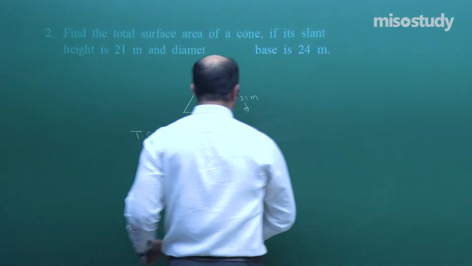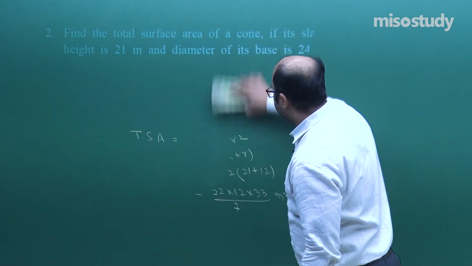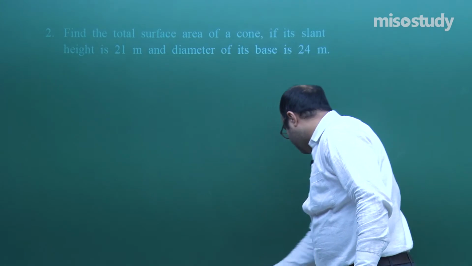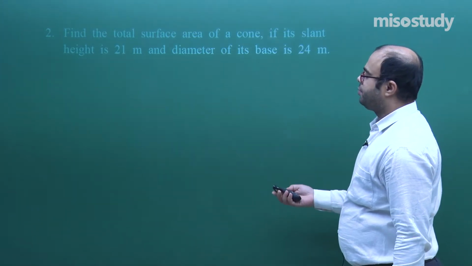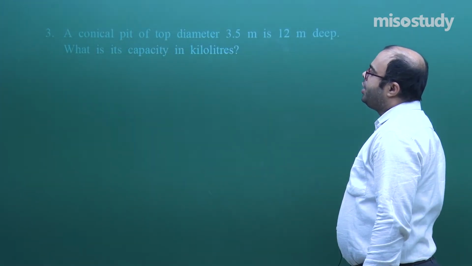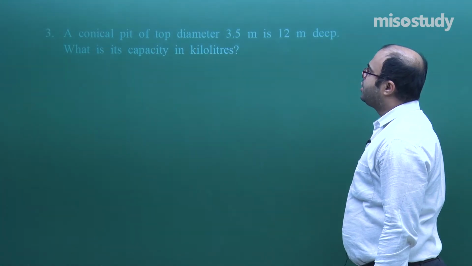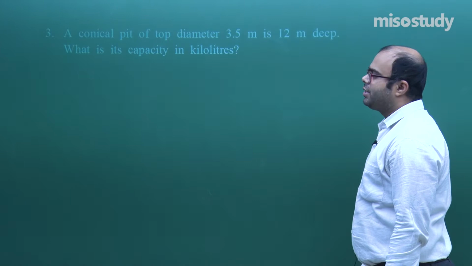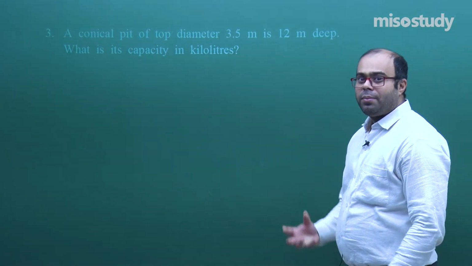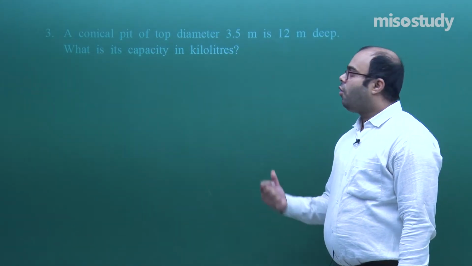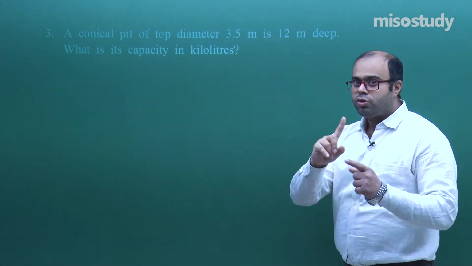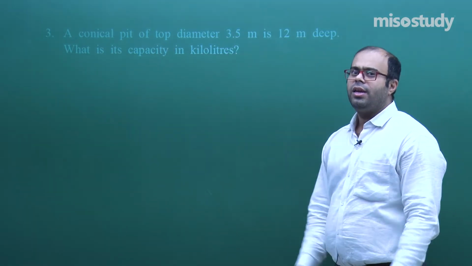Okay, students. Now, let us come to the third question, which is again of 2 marks. From question 1 to 3 we have 2 marks questions. A conical pit of top diameter 3.5 meter is 12 meter deep. What is its capacity in kiloliters? Capacity means its volume. Volume in kiloliters and it is given in meter. So, you should also know the conversion between meter cube and kiloliters.